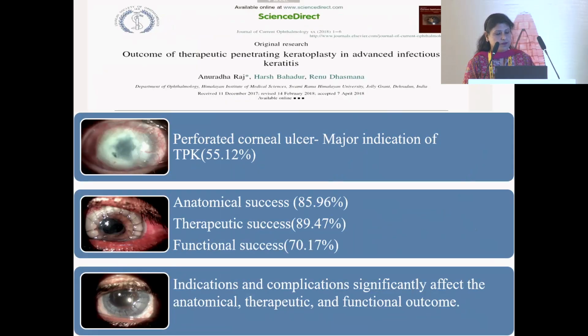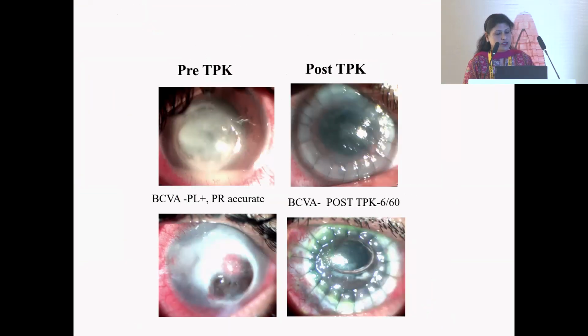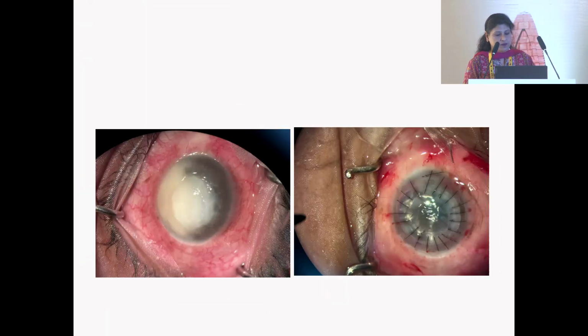This is just a paper of mine, outcome of therapeutic keratoplasty in advanced infectious keratitis. Perforated corneal ulcer in our subset is the major indication for TPK, at 55%. Anatomical success is 85%, therapeutic success is 89%, and functional success in our study was 70%. So indications and complications affect the anatomical, therapeutic, and functional outcome. These are a few pictures showing the postoperative results.